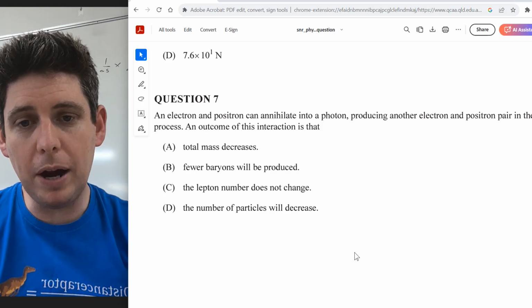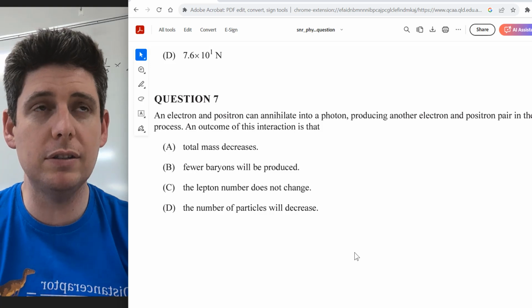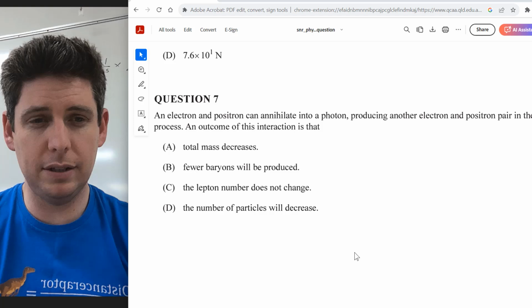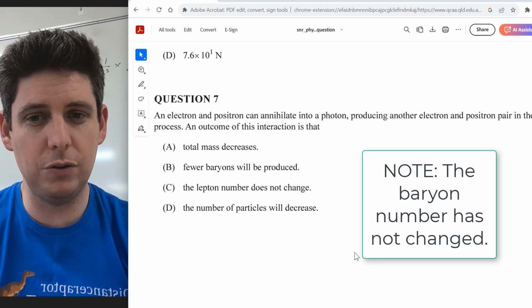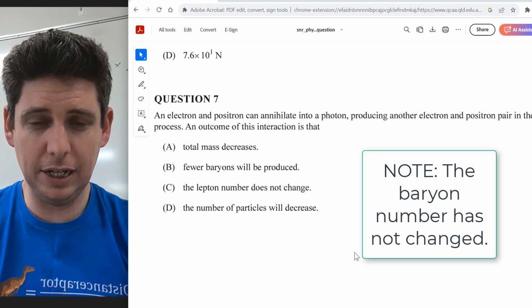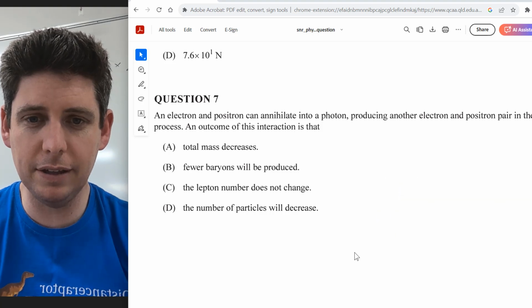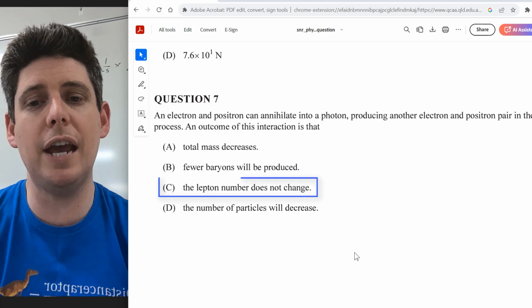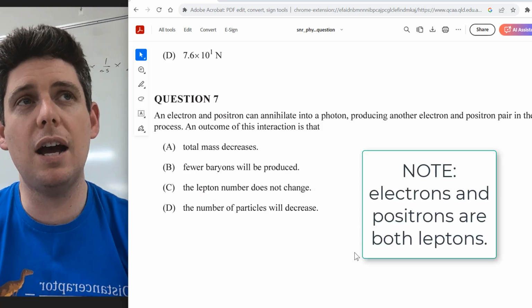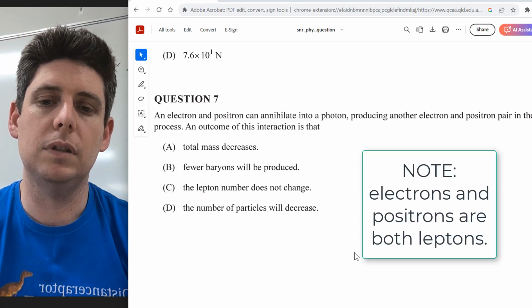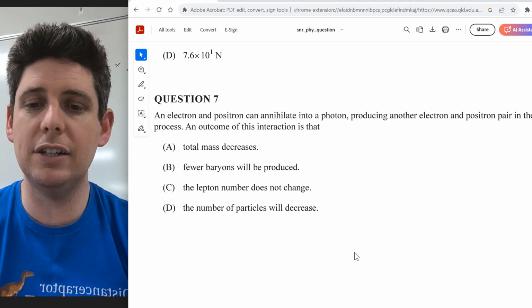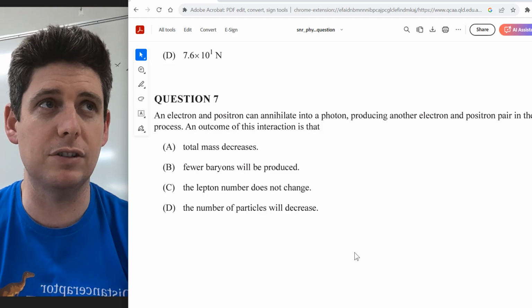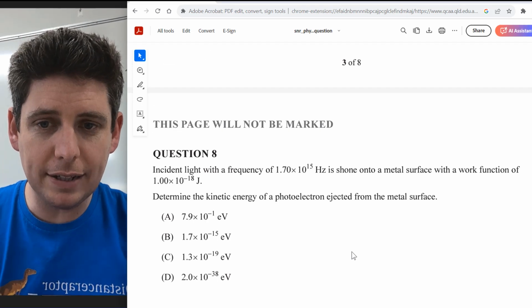B, fewer baryons will be produced. Baryons, they have 3 quarks. And, yeah, this isn't to do with baryons. So, that's incorrect. C, the lepton number does not change. That is correct. So we have the same leptons at the start and end. And D is incorrect. So the particle number doesn't decrease. Nothing gets destroyed.